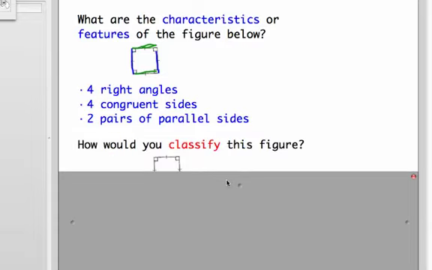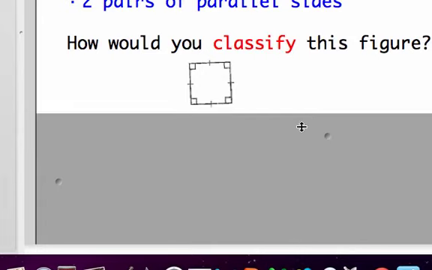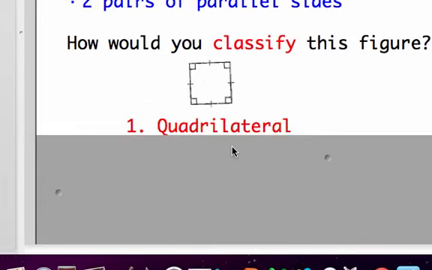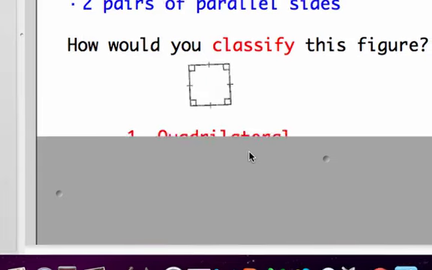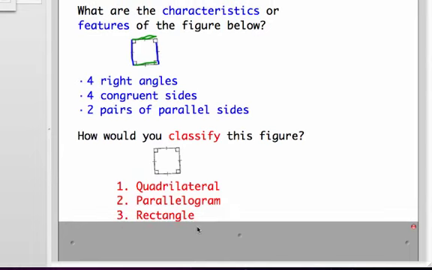And then, of course, how would you classify this figure? Well, anything with four sides, again, is a quadrilateral. Anything with the sides being parallel, when there's two pairs of parallel sides, we call that a parallelogram. And if there's four right angles, we're going to call it a rectangle. Four right angles, and the opposite sides have to be parallel and congruent, which they are in this case.